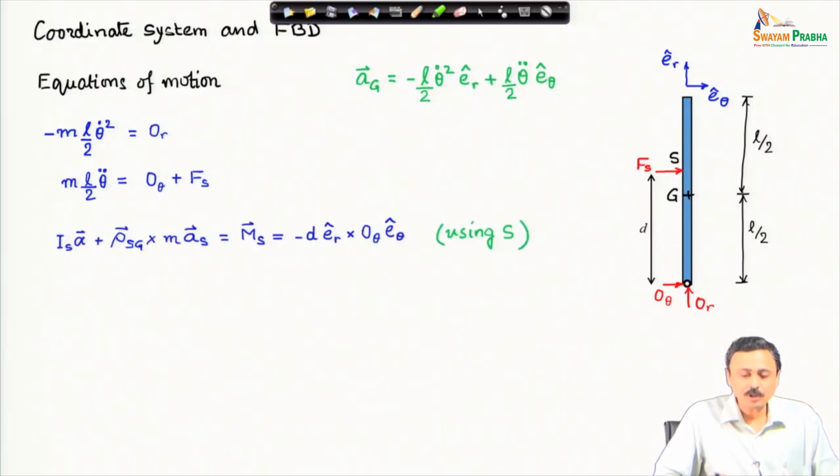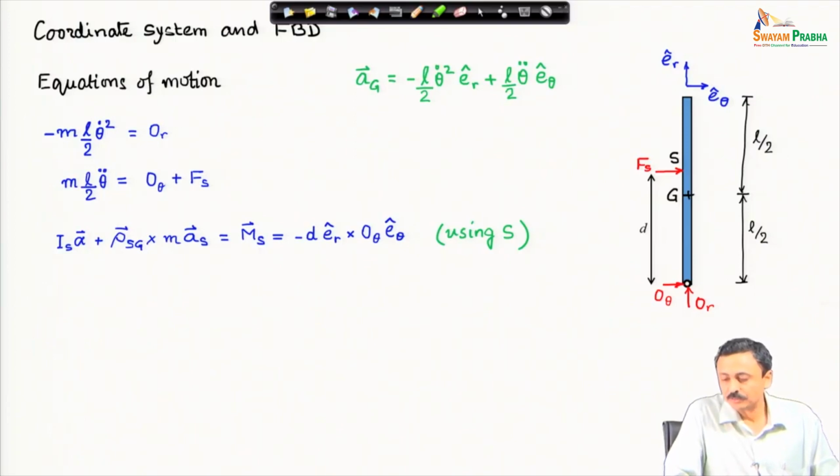Now, this angular momentum equation I have written in terms of the point S. The moment of inertia of the door about S times alpha, the angular acceleration, plus this additional term, rho s g, the vector from S to G, cross the mass of the door times the acceleration of point S. And the acceleration of point S we have to find out because the door is rotating, and that is equal to the net moment about the point S.